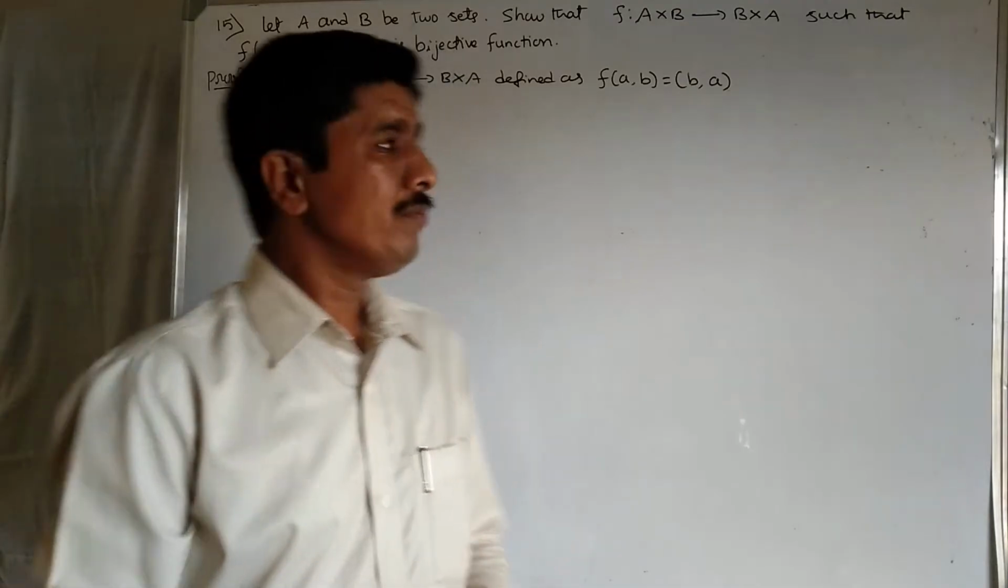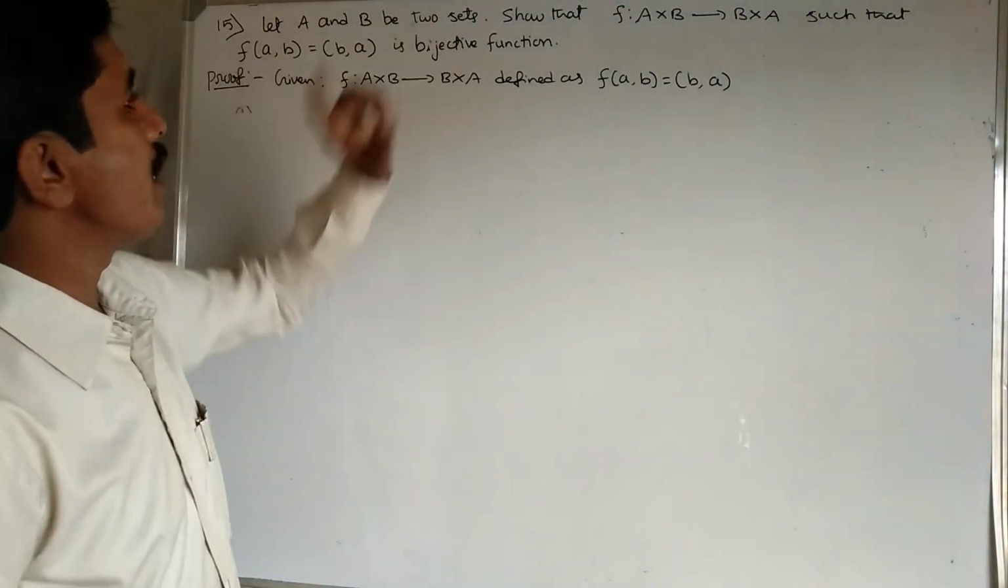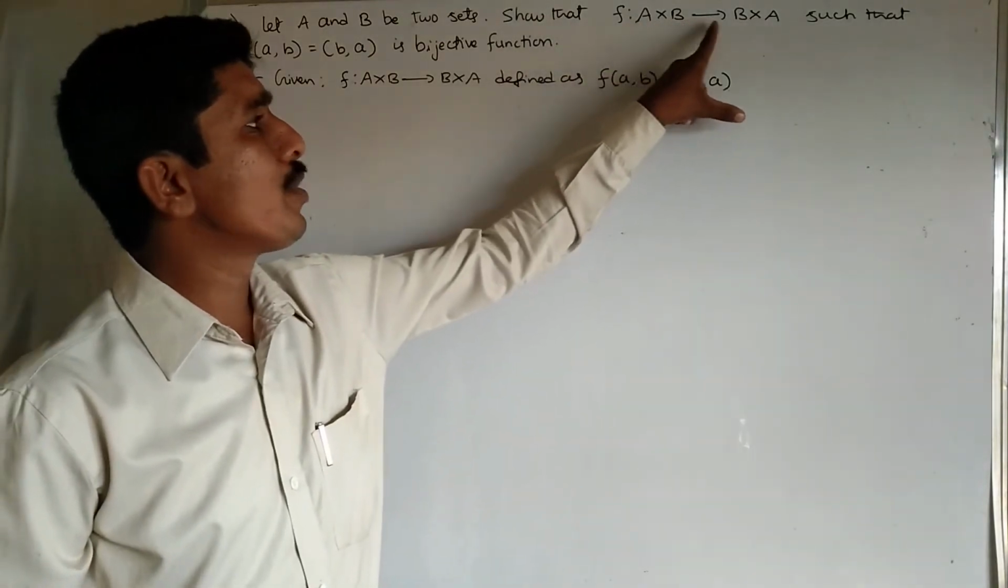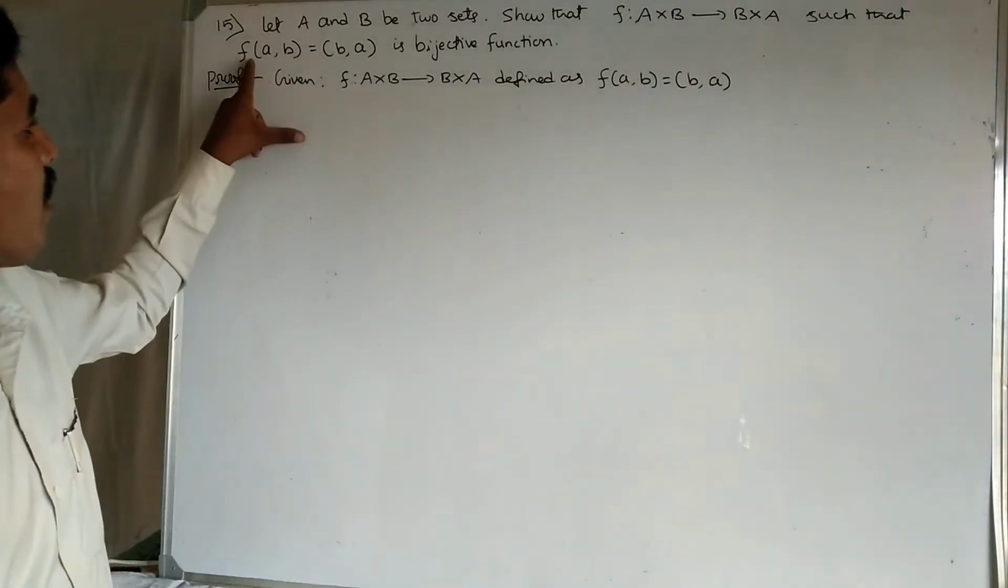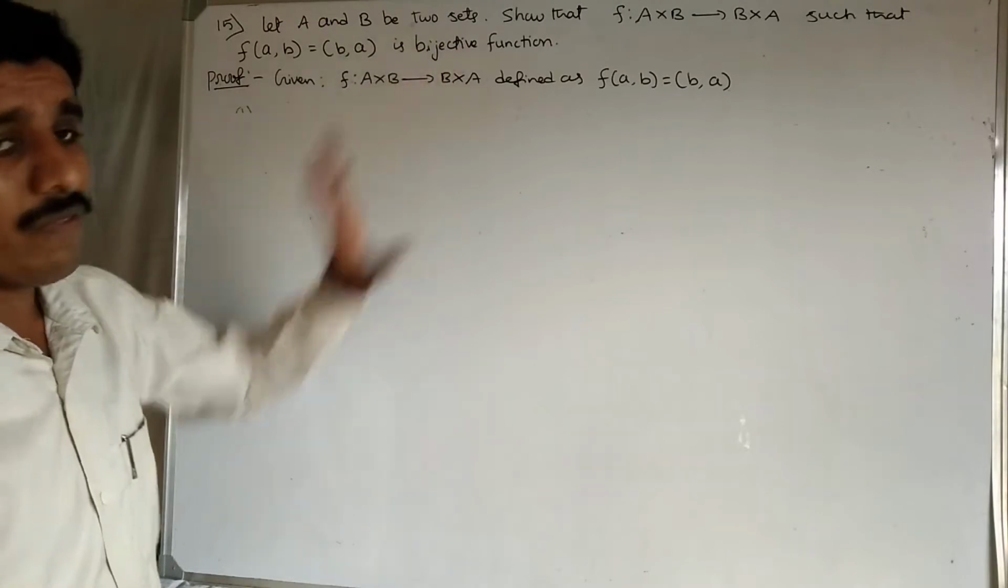Now we go to the problem. Let A and B be two sets. Show that F from A cross B to B cross A, defined as F of (A, B) equal to (B, A), is a bijective function.